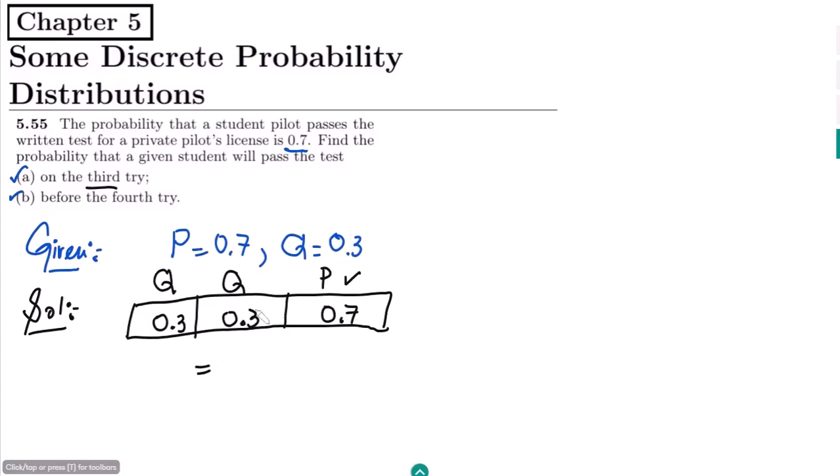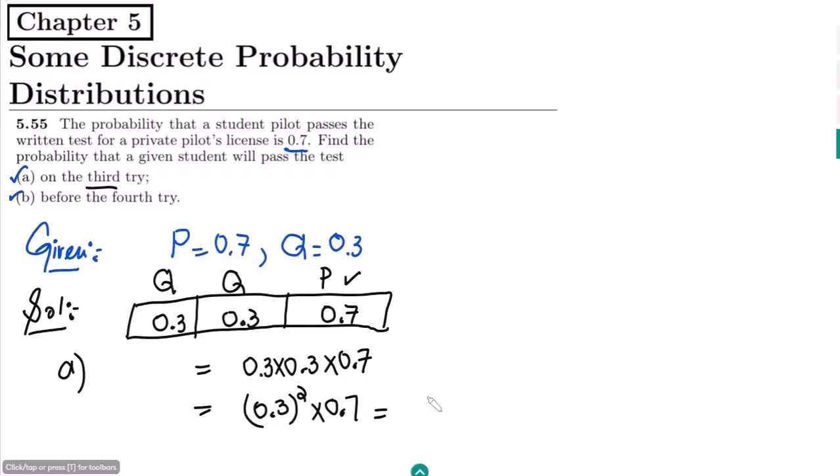So therefore the answer of part A is 0.3 multiplied by 0.3 multiplied by 0.7. So that is 0.3 squared multiplied by 0.7, which is 0.0630, and that is basically the solution of part A of my question.